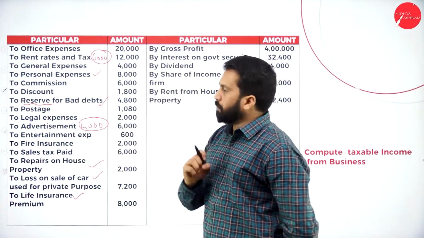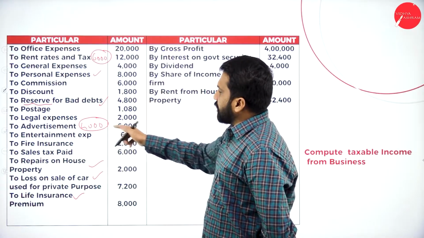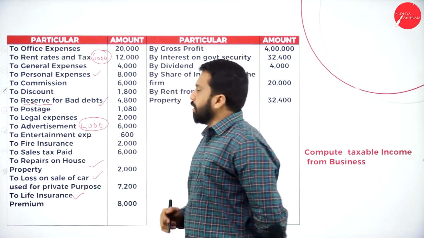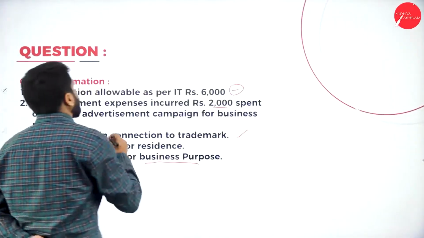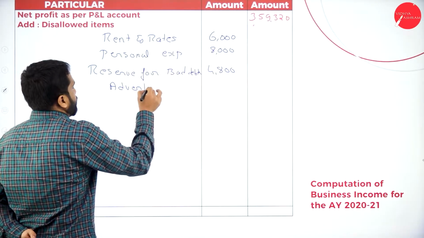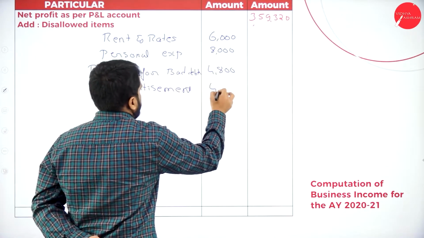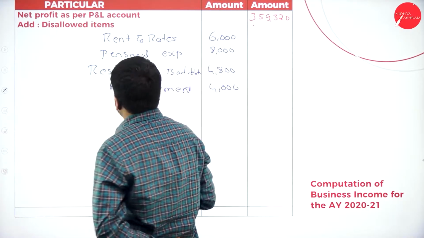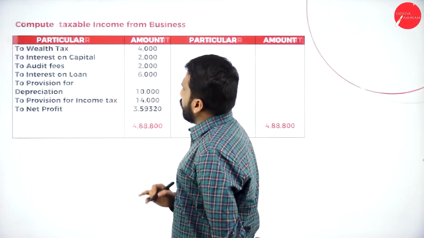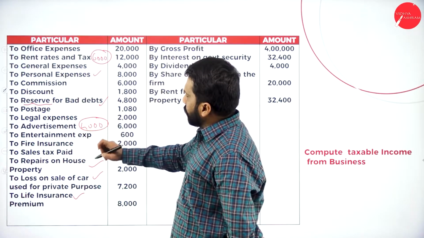It is a part of the business. Your legal expenses part. Advertisement, we have to consider only 4,000. Advertisement is 4,000.